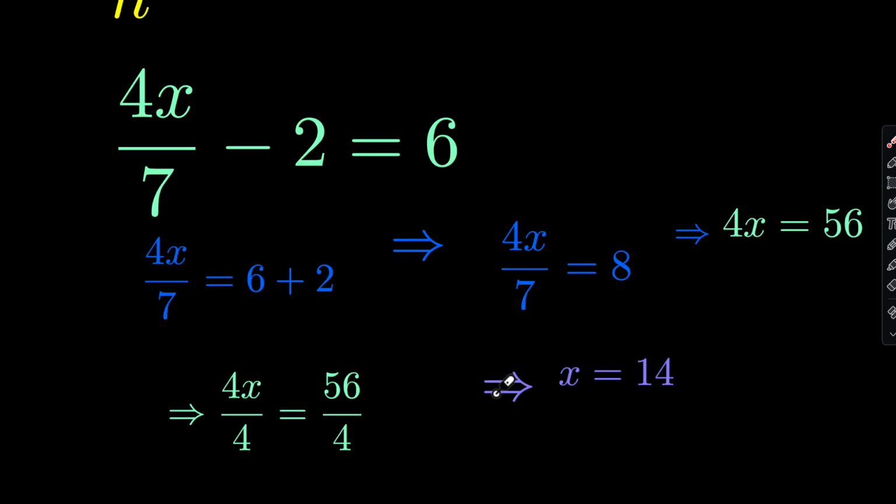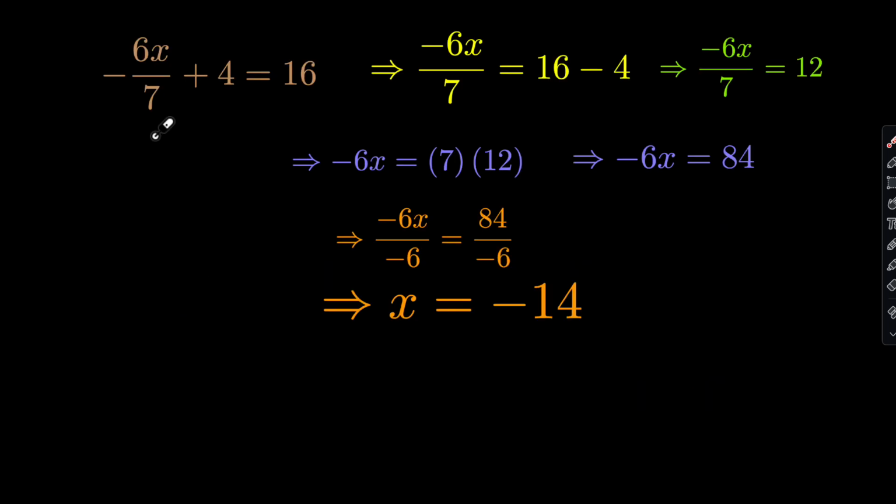Now the last step is very important. We always divide by the coefficient of the variable, because we need to get the value of the variable. If it's a negative number, divide both sides by negative. If it's a positive number, divide both sides by the positive number. So 4x is equal to 56. So divide both sides by 4. So on dividing 4x by 4, we get x, and 56 divided by 4 is 14. So x is equal to 14.